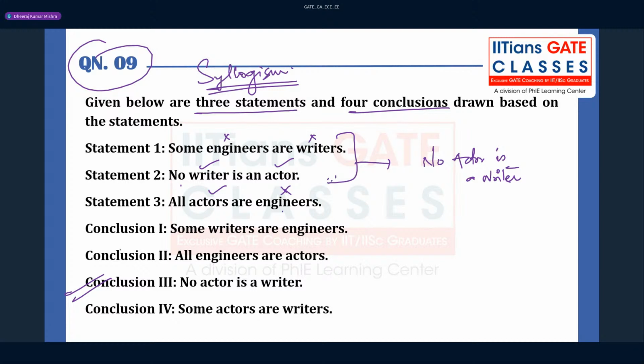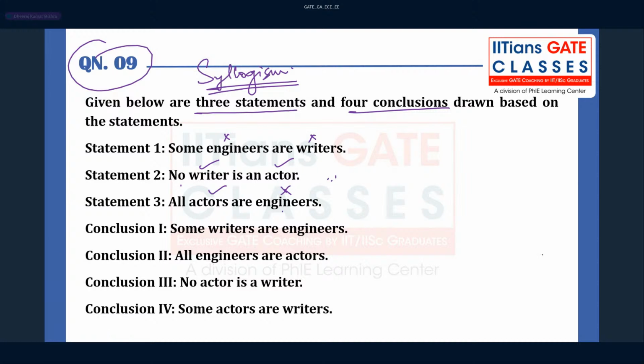Option A is correct. Conclusion three is going to be correct, because if you take a look here, guys, this will not be here, right? One minute. Let me check out all the options.